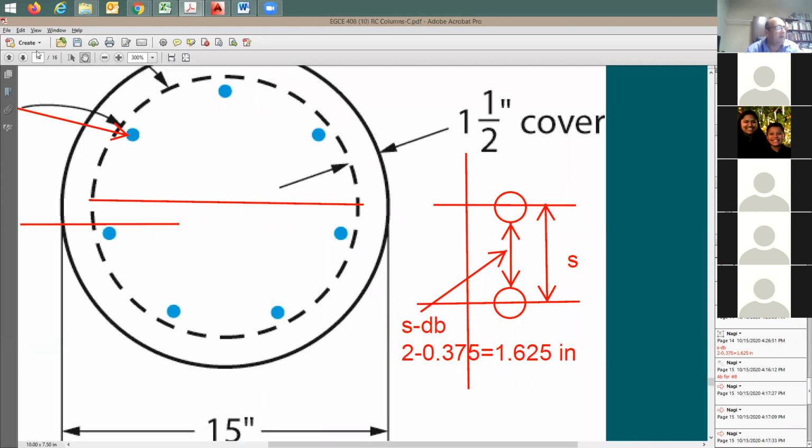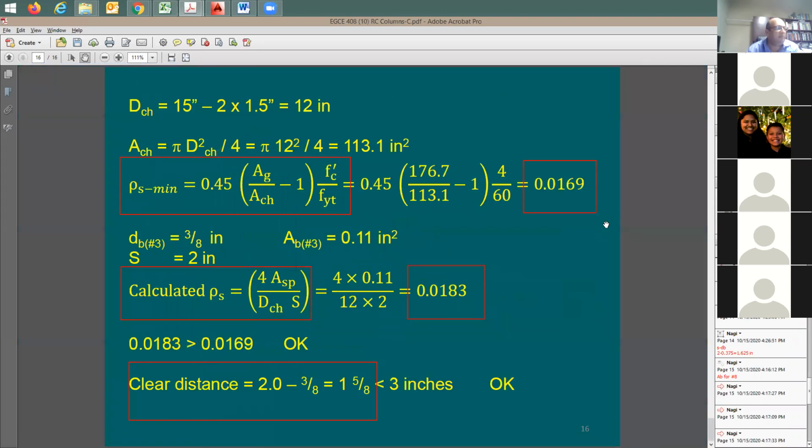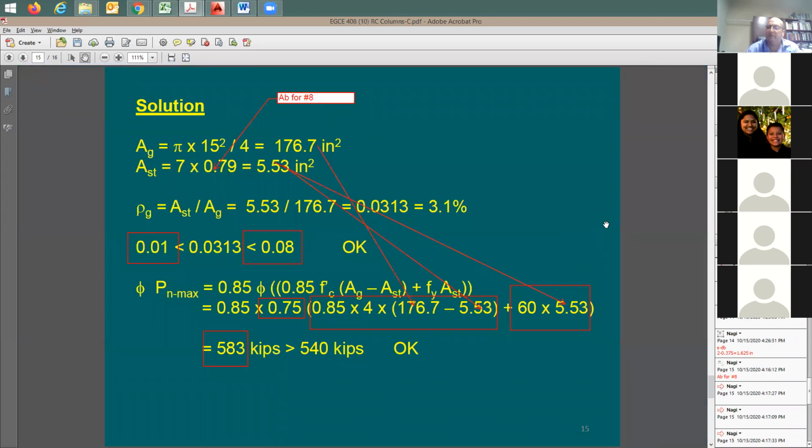No, I'm done with the spiral column. I went to slide number 16, so I'm done with this section. I want to be sure that we have it covered, so that when you see the project, you're not surprised by how you design a spiral column.